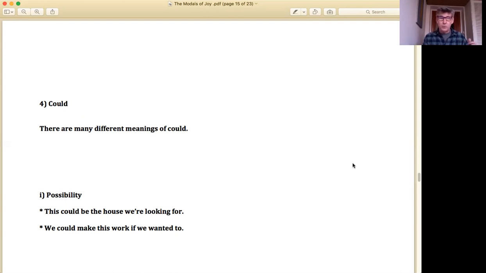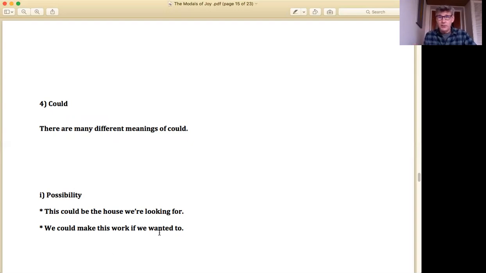So, let's look at the second example here. We could make this work if we wanted to. It means that it's something that it can happen. It's possible. All right. Or here we have this could be the house we're looking for. If you want to buy a house, it's possible. I could meet you on Thursday. It's possible. I'll be there.